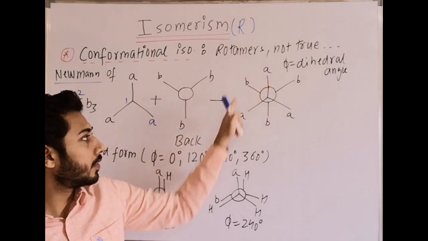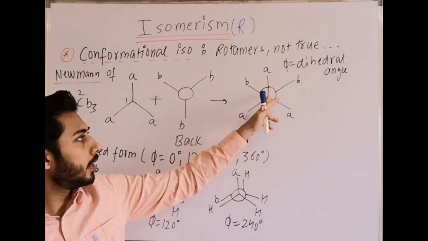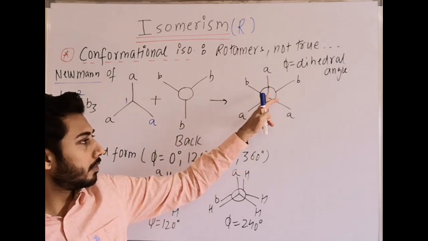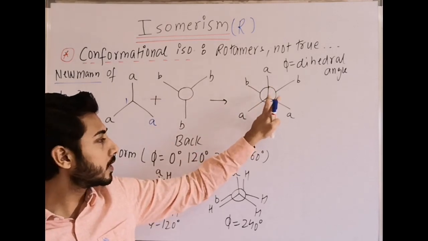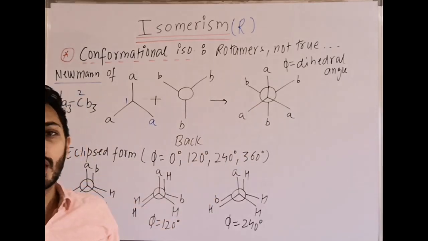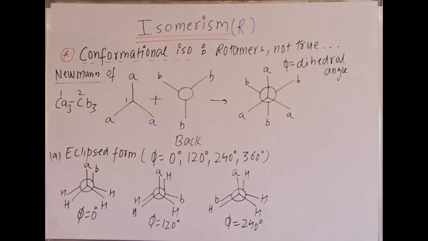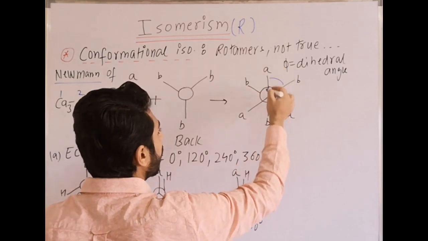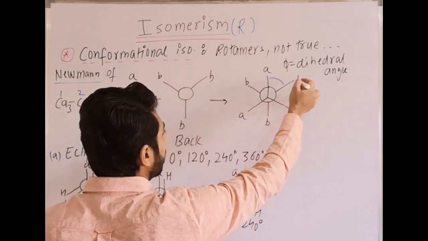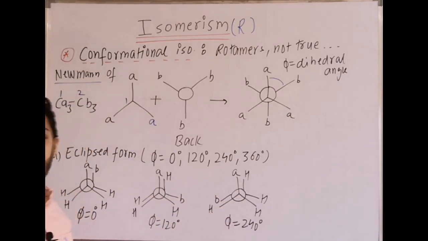Front carbon 1, 3 groups A. Back carbon, it is understood that behind this one more carbon is there, which is C2, which is not visible. So we mention it like this, and it is connected with 3 other groups, 3 B atoms. Now this angle is the dihedral angle between A, C1, C2 and B. This is phi, which is the dihedral angle. Okay. Then there are different forms in Newman projection.